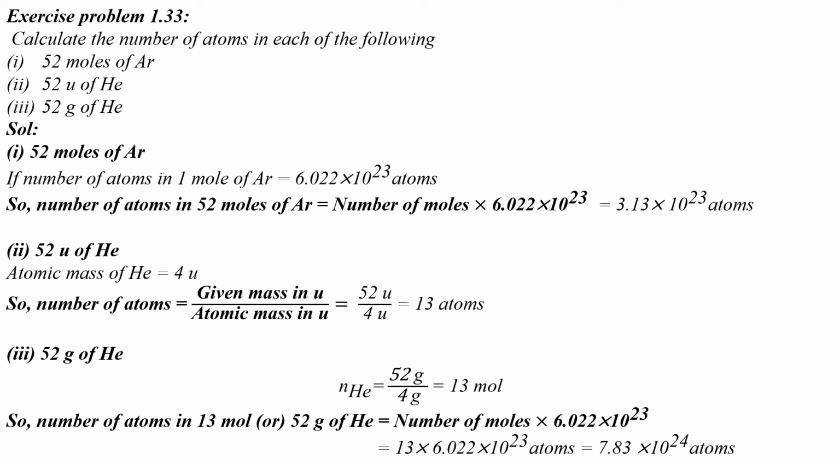Now we need to find out the number of atoms present in 13 moles or 52 grams of helium. For this we use the formula number of moles into Avogadro's constant. So on multiplying 13, which is the number of moles, with Avogadro's constant, we get 7.83 into 10 power 24 as the number of atoms present in 52 grams of helium.